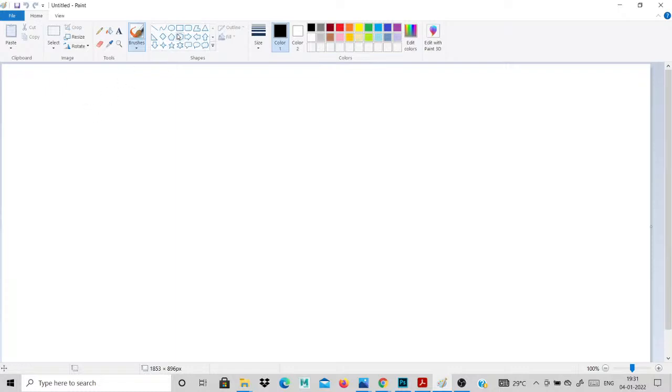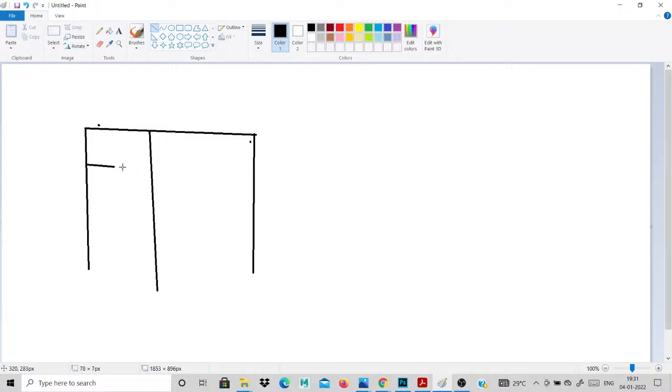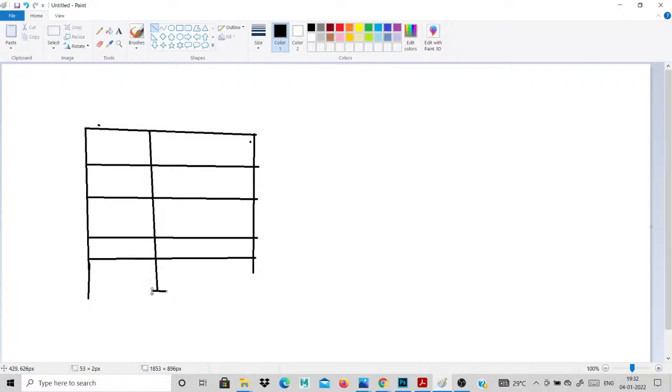First of all, I simply draw a G plus 3 floor building in 2D. This is the center span. This is the top floor, this is the next floor, and this is the next floor. One, two, three, four floors, totally four floors. And this is the ground level.